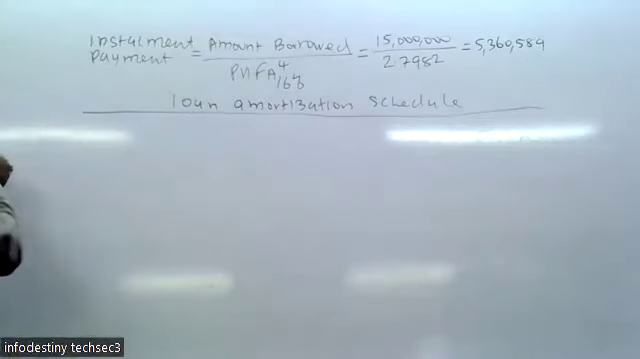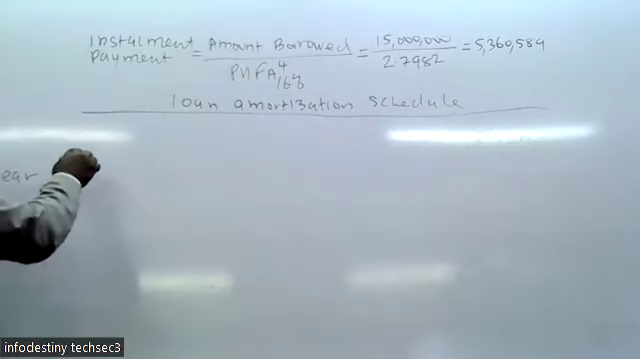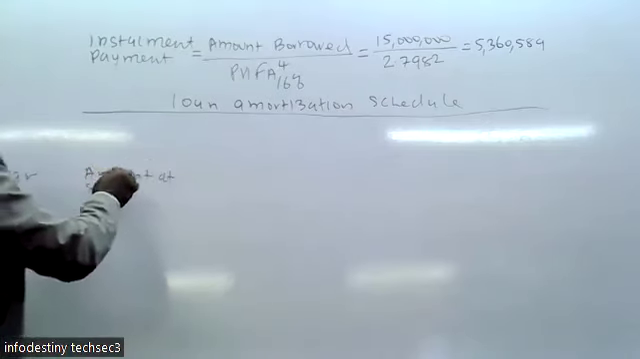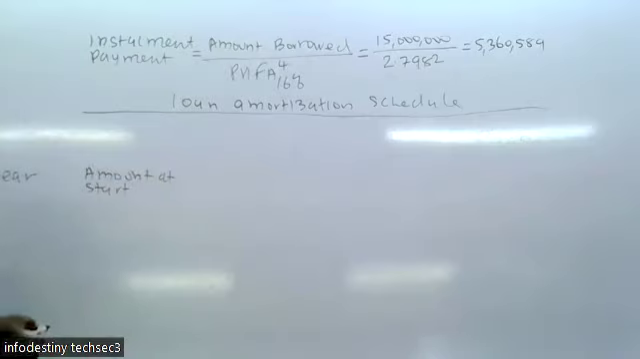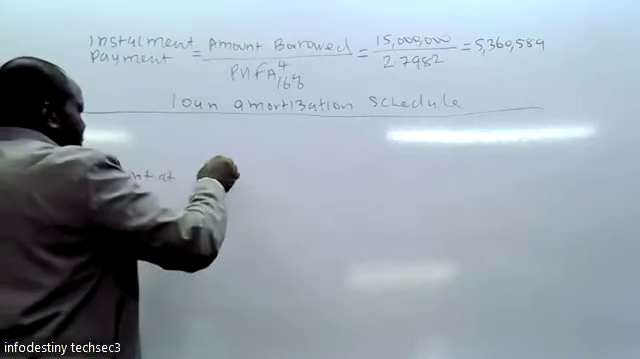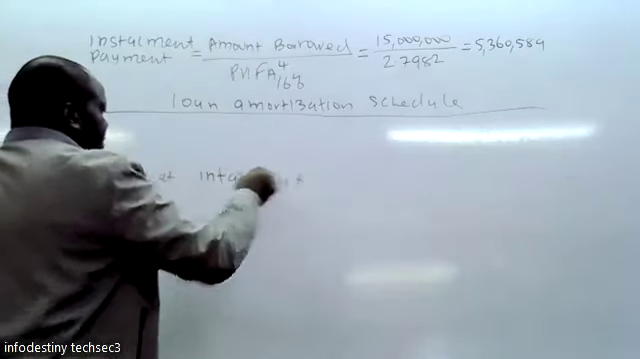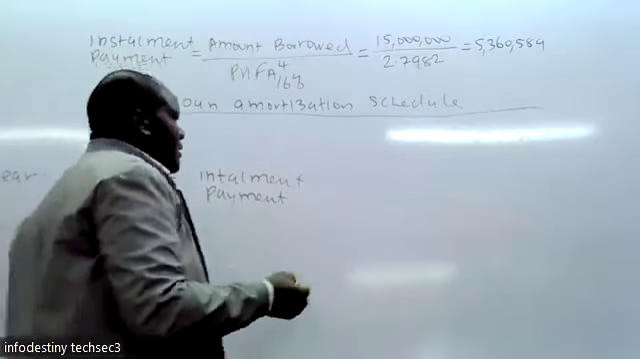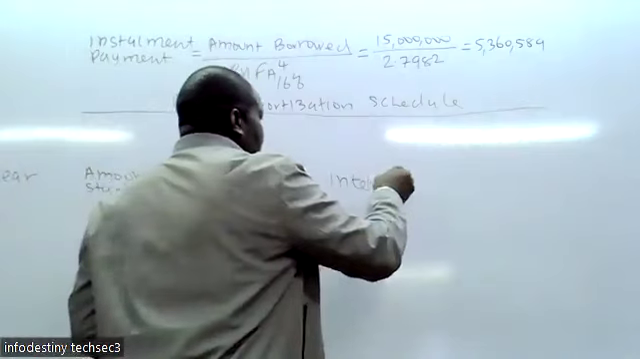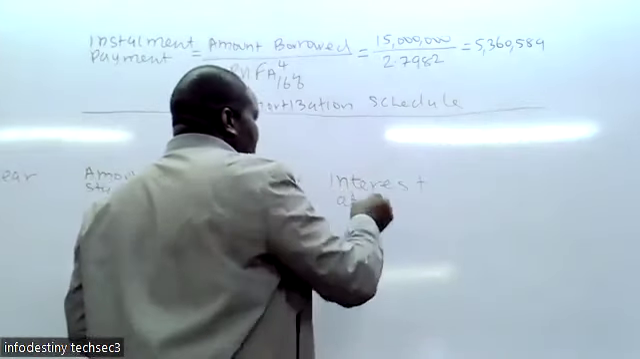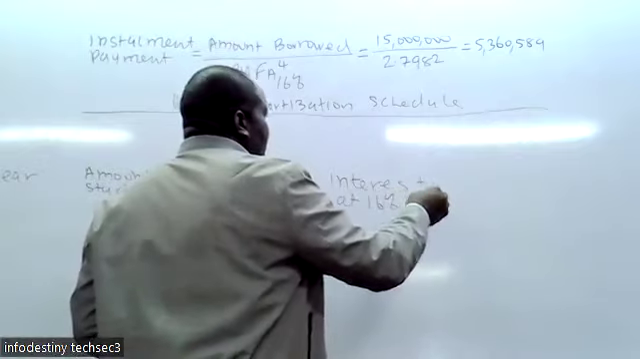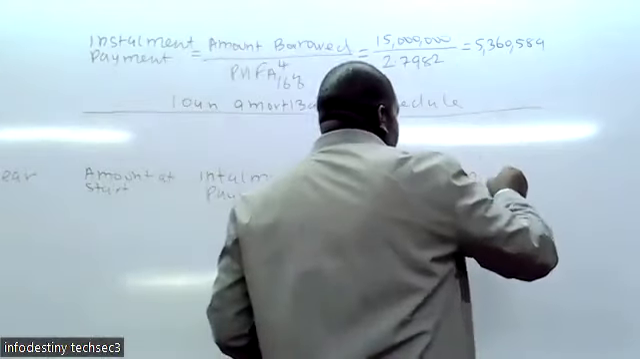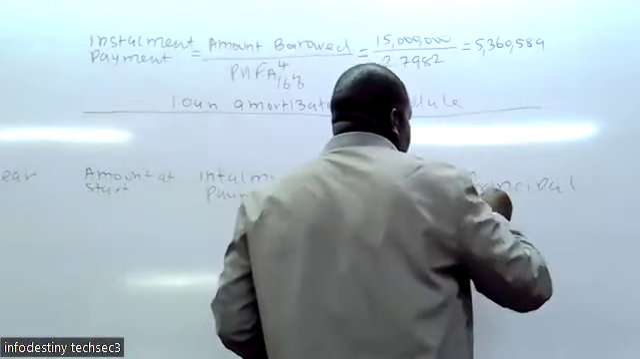We shall be having the year, then amount at the start, then installment payment, then interest at 16% per annum. Finally, the principal amount.